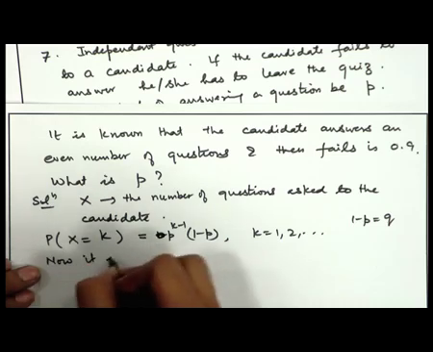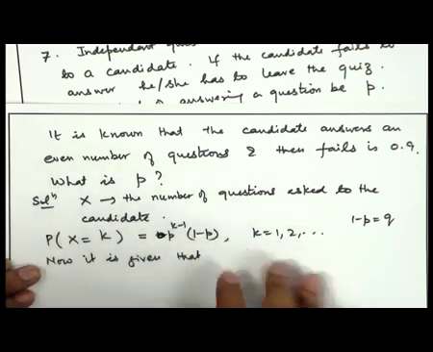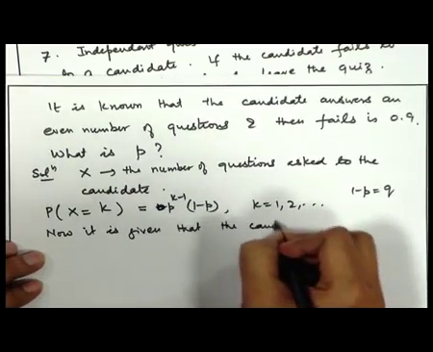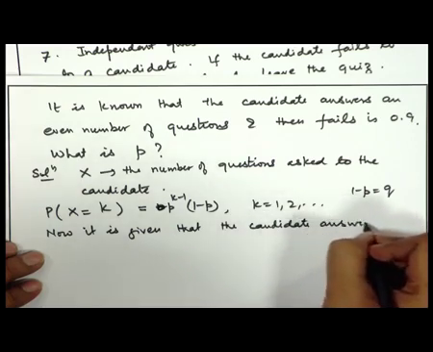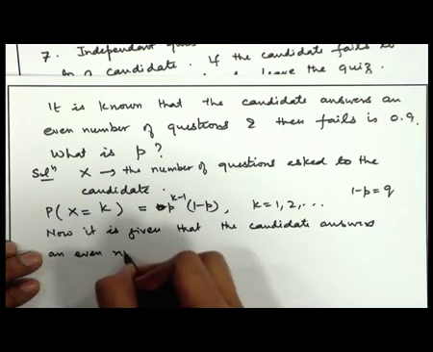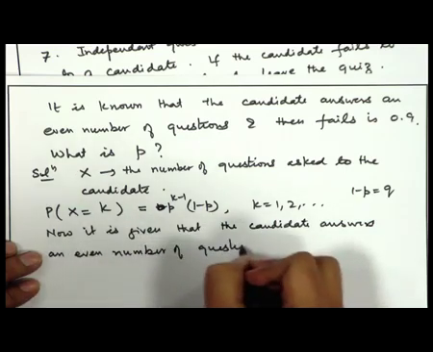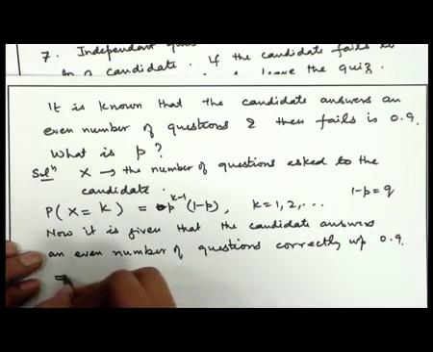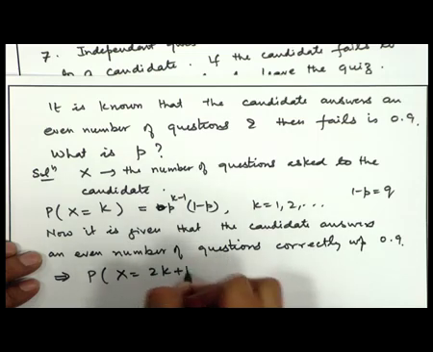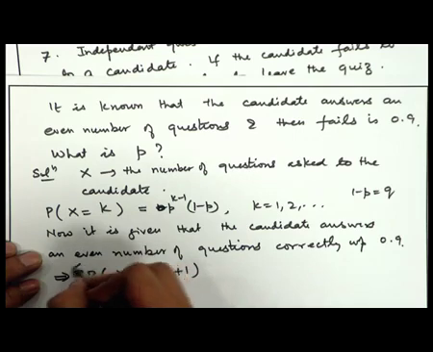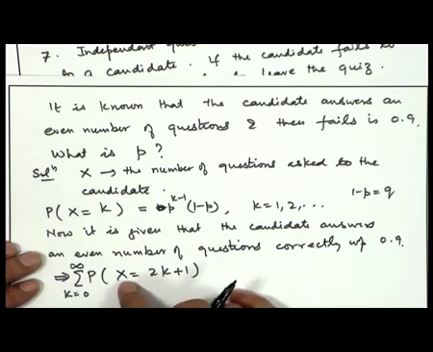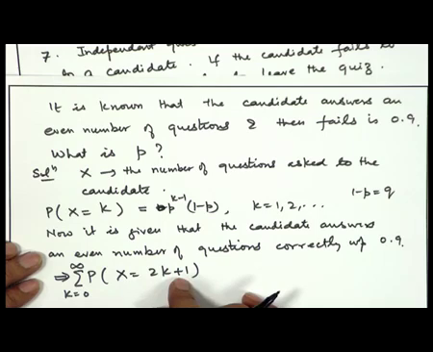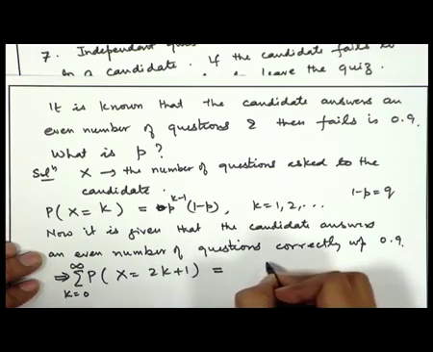Now, it is given that the candidate answers an even number of questions correctly with probability 0.9. That means probability that x is equal to 2k plus 1. Okay. What does it mean? k equal to 0 means x is equal to 1. So, that means he does not answer any question correctly. Then if we look at x is equal to 3, that means 2 questions he answers, third question he is not able to answer. So, like that. So, this is equal to 0.9.